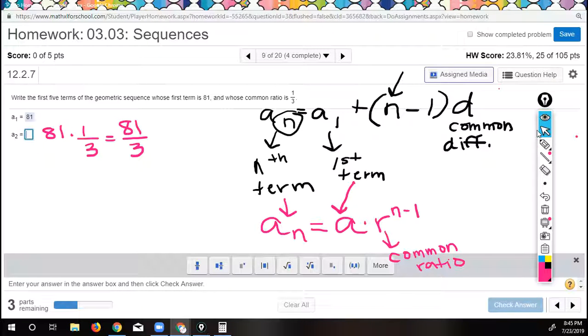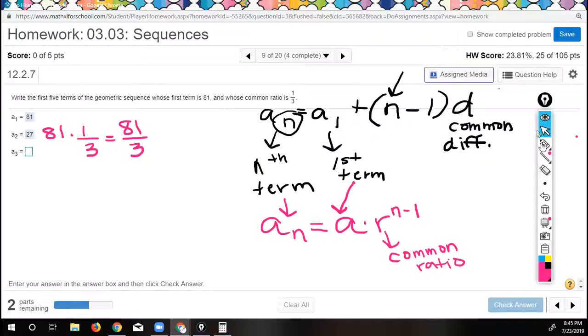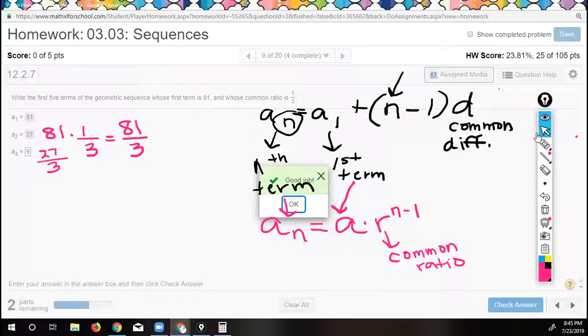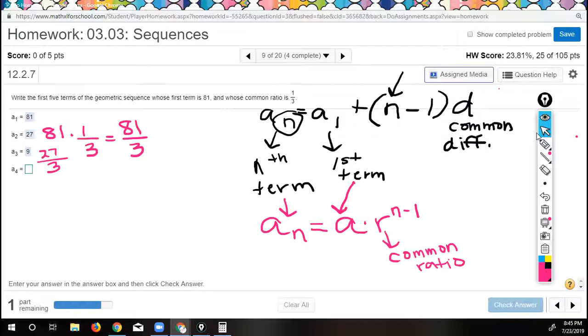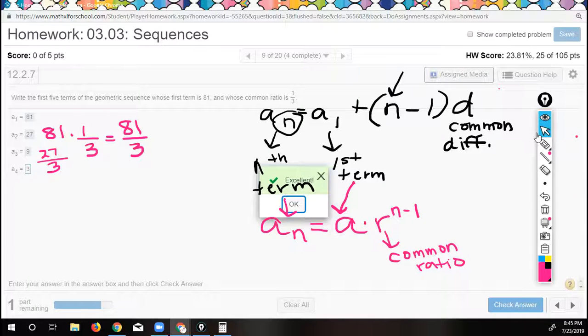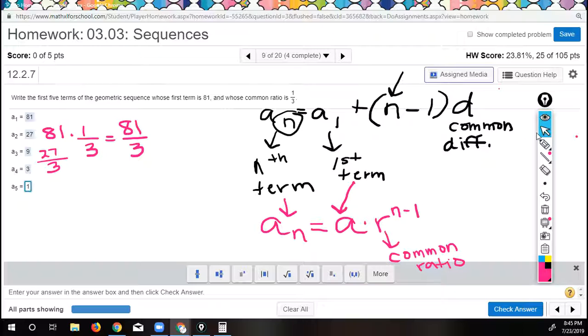27. So that's going to go there. Then I'm just going to keep doing it. I'm going to take the previous term, the 27, and I'm going to divide that by 3, which is 9. Then I'm going to do it again. I'm going to take 9 divided by 3, and that gives you 3. Then we take 3 divided by 3, and that gives you 1.